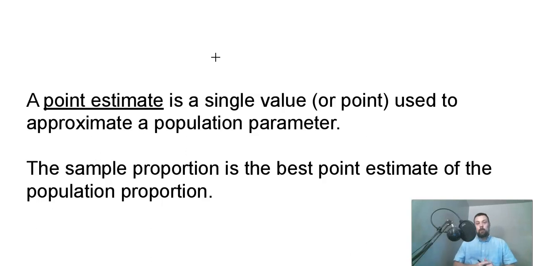Since it's a single value, it's called a point estimate, and the sample proportion is the best point estimate for the population proportion. It's also true for the mean. The sample mean is the best point estimate for the population mean. And that's something we'll talk more about in the next section, 7.2. But that's what a point estimate is. It's a single value used to approximate a population parameter. In this case, that parameter is proportion. That's what we're looking at in 7.1.